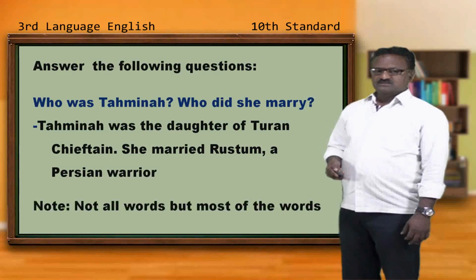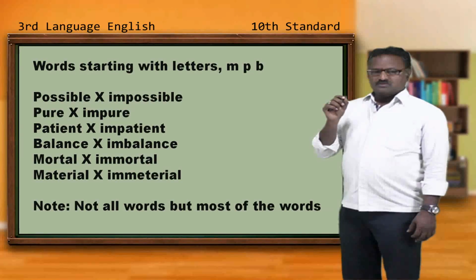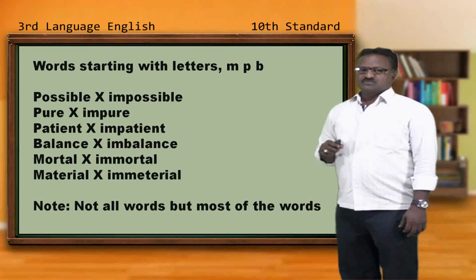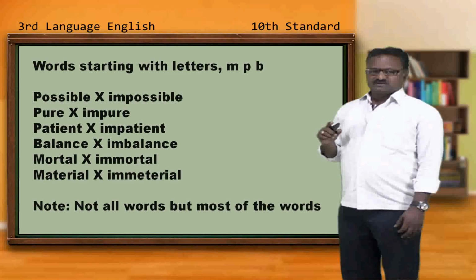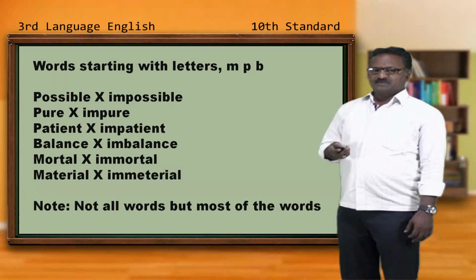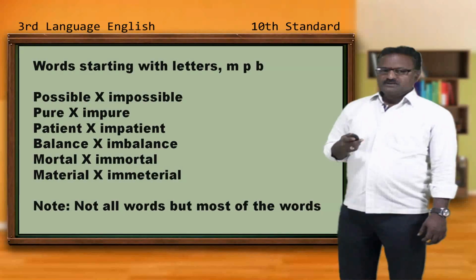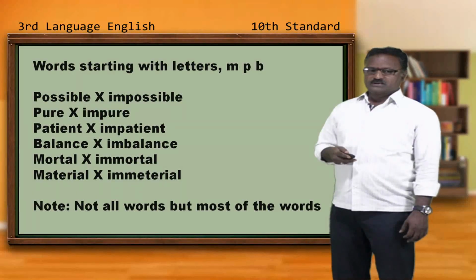Thus, there are some questions. Now we shall go with some vocabulary work. See that words starting with letters M, P and B take this type of prefix. Note down all the words: possible, impossible, pure, impure, patient, impatient, balance, imbalance, mortal, immortal, material and immaterial.